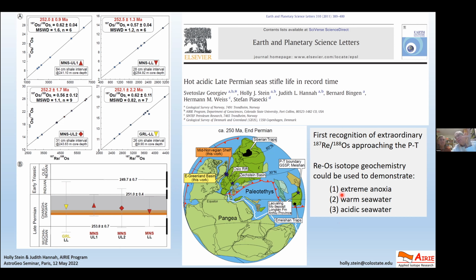I'm not going to go into this at all in this talk, but there's a wonderful story here where we showed that the rhenium osmium isotope geochemistry not only provided dates, but together rhenium and osmium could be used to demonstrate all three characteristics of latest Permian seawater. Each of these has individual publications. Rhenium osmium could show extreme anoxia, very warm seawater, and acidic conditions, plus give timelines.